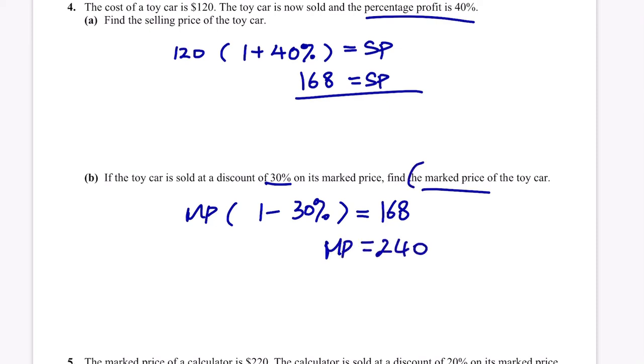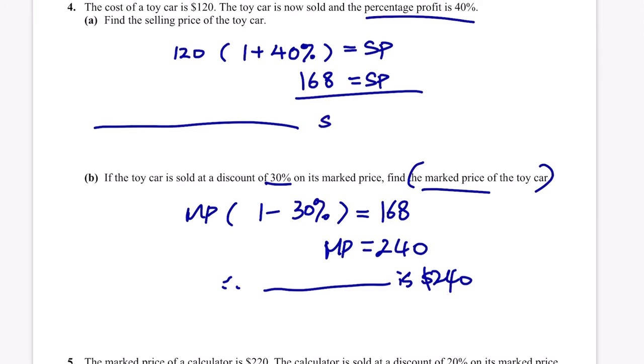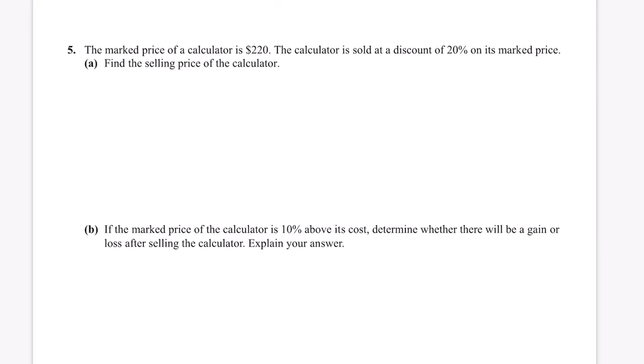Of course, must write these wordings because you are doing school exams, so school teachers catch every little mistake. So write the market price is 240. Also for the above, the selling price is 168. Remember the dollar sign. Continued.